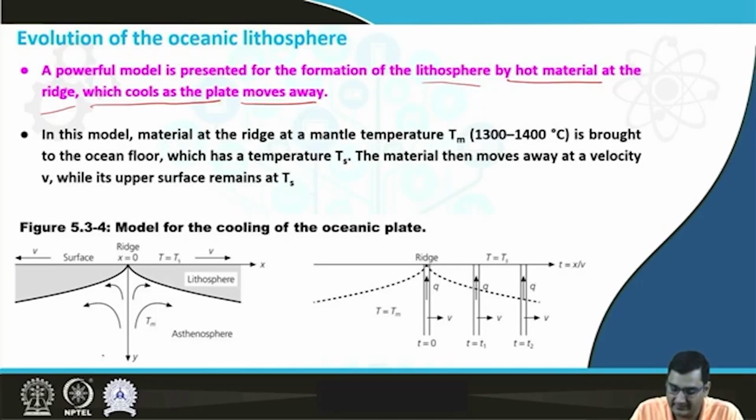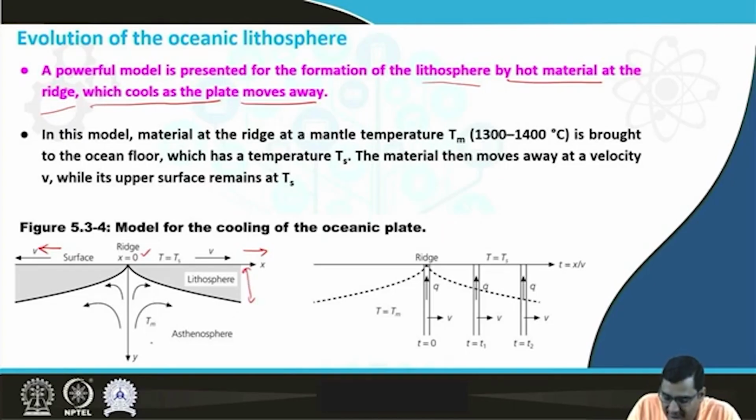So you can see at the ridge we are considering x is equal to 0. As you move away, x will keep on increasing in this direction or in this direction at the surface. And as soon as the magma comes out from the asthenosphere onto the surface at x equal to 0, that is the location of the ridge, it spreads out onto the surface, and as you move away, the lithosphere gets thicker and thicker at this particular location.